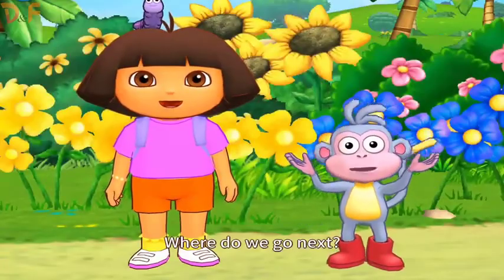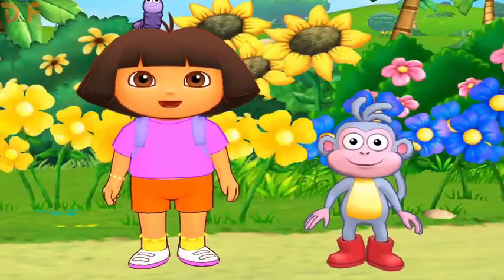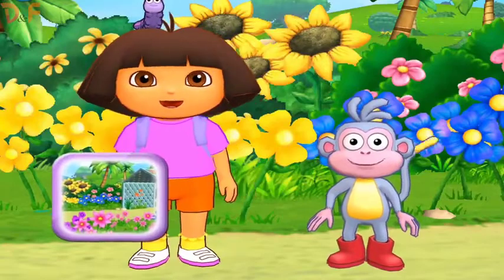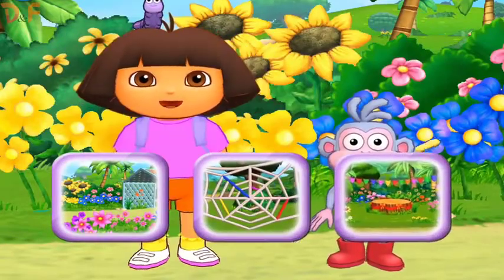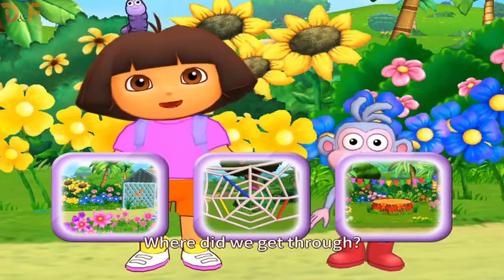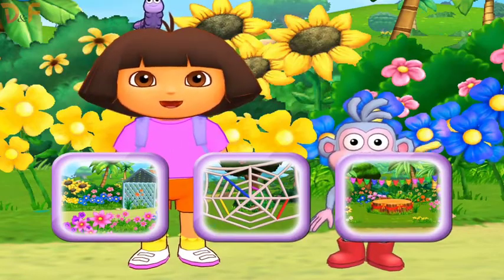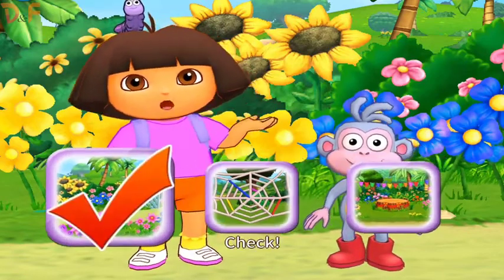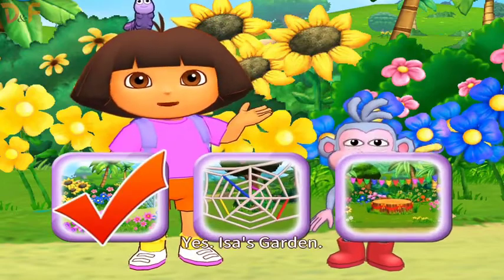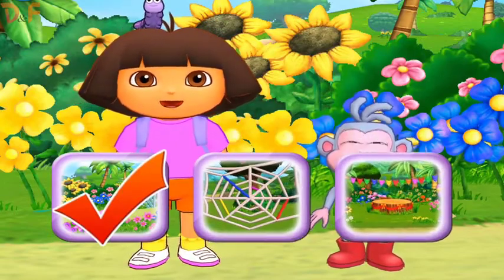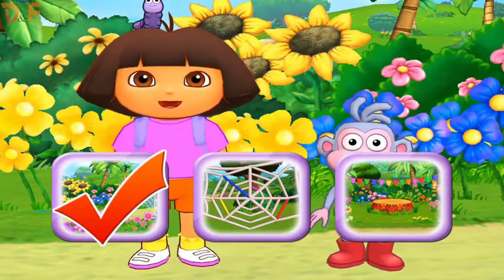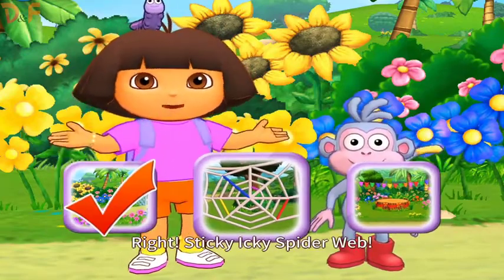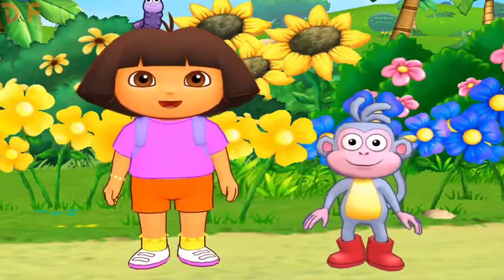Where do we go next? Garden, spider web, dance party. Where did we get through? Garden. Where do we go next? Right! Sticky, icky spider web.